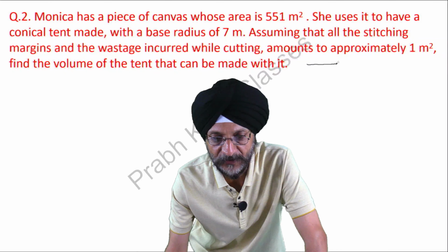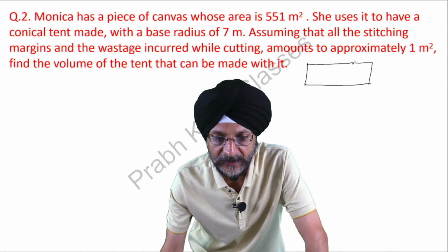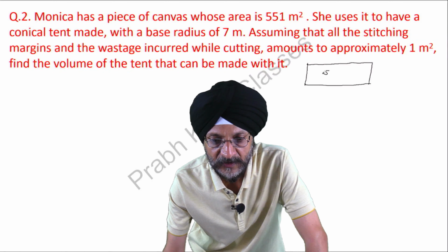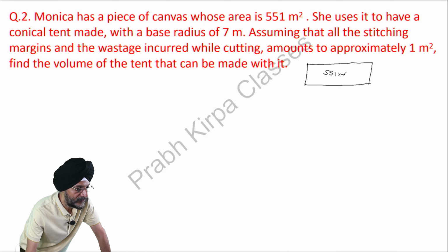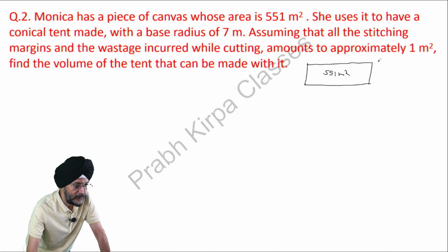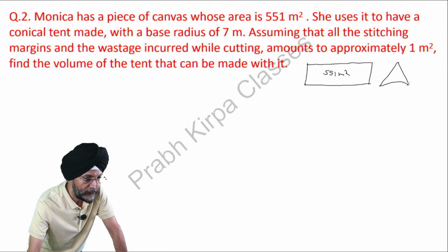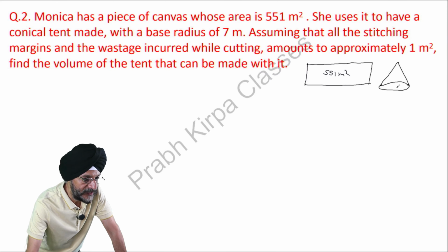Suppose this is the piece of canvas which is available, and its total area is 551 square meter. And Monica uses it to make a conical tent. This is the conical tent. Base radius of the tent is 7 meter. This is the radius and this is equal to 7 meter.